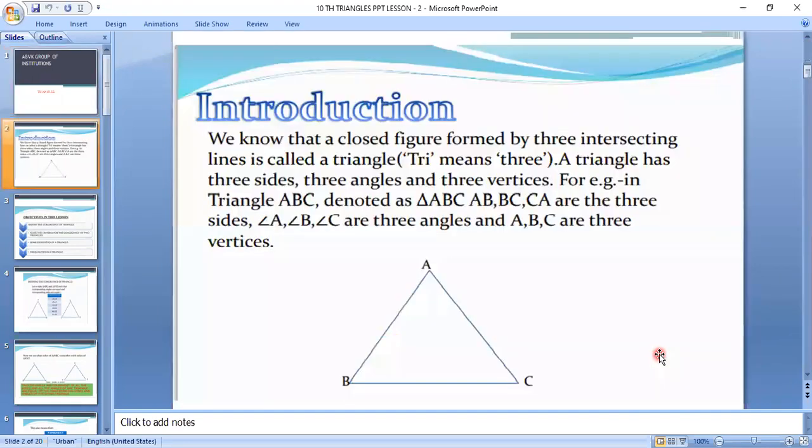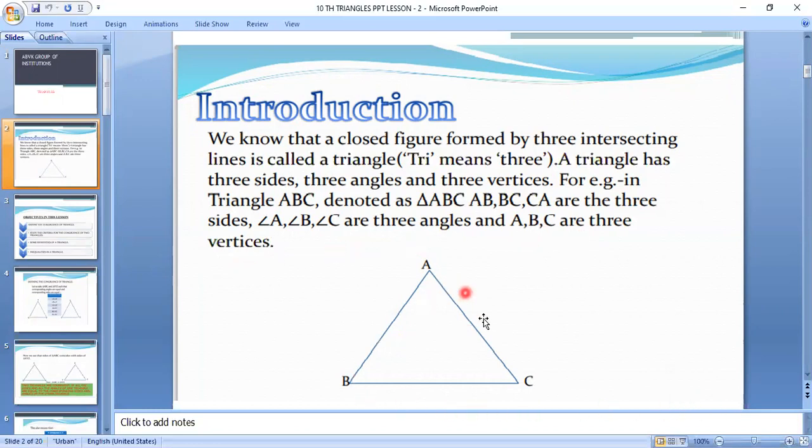So first I want to teach an introduction about triangles. We know that a closed figure formed by three intersecting lines is called a triangle. Tri means three. A triangle has three sides, three angles and three vertices. For example, in triangle ABC, AB, BC, CA are the three sides. Angle A, angle B, angle C are three angles, and A, B, C are three vertices.